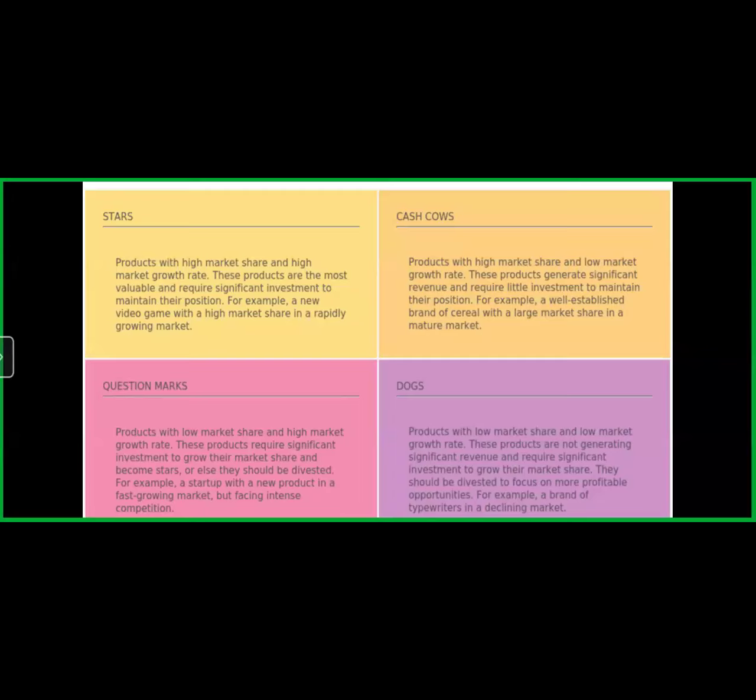Now, the third square talks about question mark. These are products with low market share and high market growth rate. These products require significant investment to grow their market share and become stars, or else they should be divested. For example, a startup with a new product in a fast growing market but intense competition.